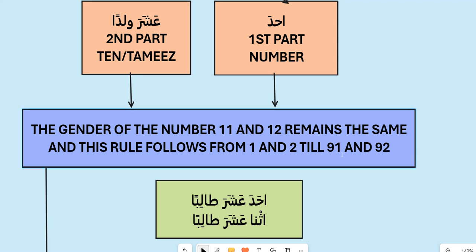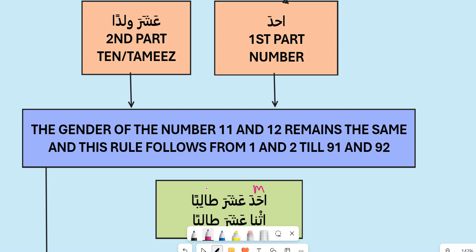So for example here you can see ahada ashara taliban. The gender is the same. Ahada, the gender of the number is male. Ashara, the gender of the number here is also male. Taliban, the gender of the tamiz is also male. So you can see the gender remains the same. Male, male and male.